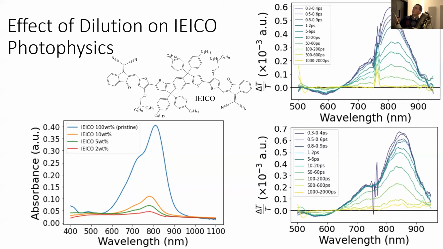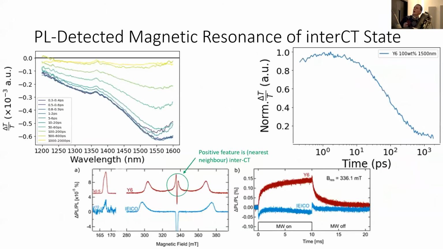So the question is then, why is there a difference between the two of them? So we also did some more transient absorption, this time quite deep into the IR, and we located this particular excited state absorption. And we also did, collaborators in Würzburg also did some PL detected magnetic resonance.